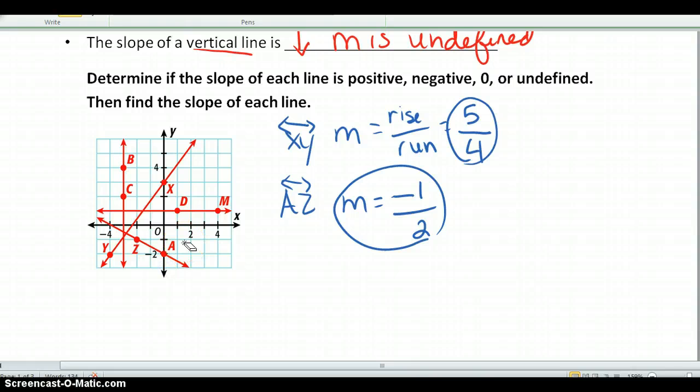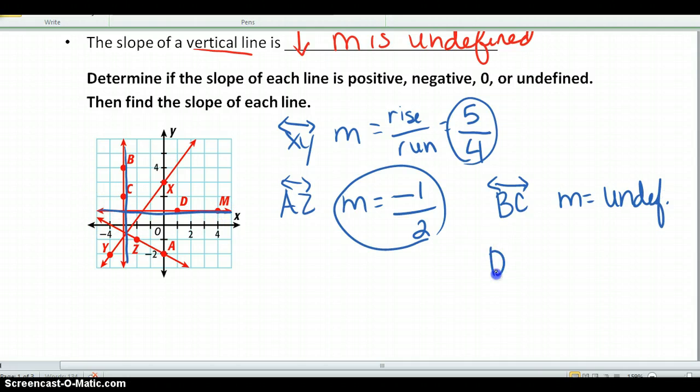Okay, and then let's look at line BC. That line is this vertical line right here. We should know that the slope of BC is undefined. And then the only one left is the horizontal line DM, which, since it's a horizontal line, the slope is 0. Okay, moving on.